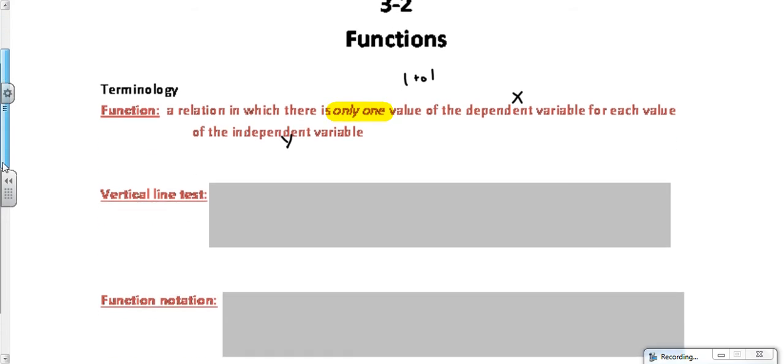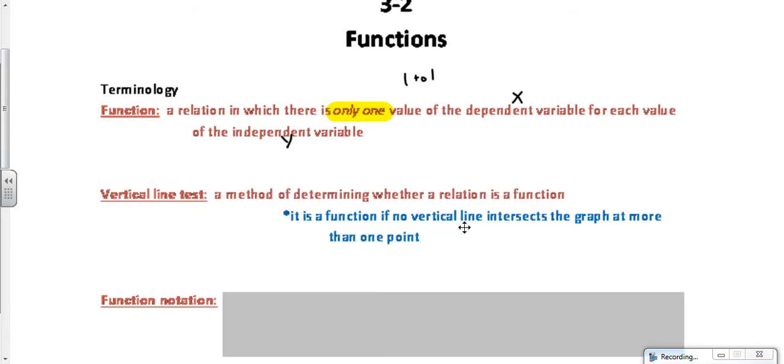The vertical line test is a way to see that definition visually. The vertical line test is a method of determining whether a relation is a function. So you use this test to decide if what you have is a function or not, given a graph, of course. It is a function if no vertical line intersects the graph at more than one point. And again, I will show you an example of that in a moment.